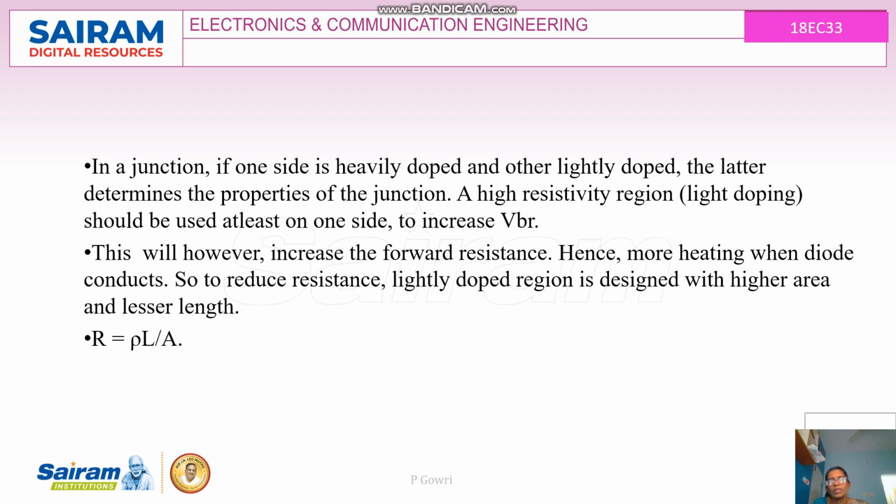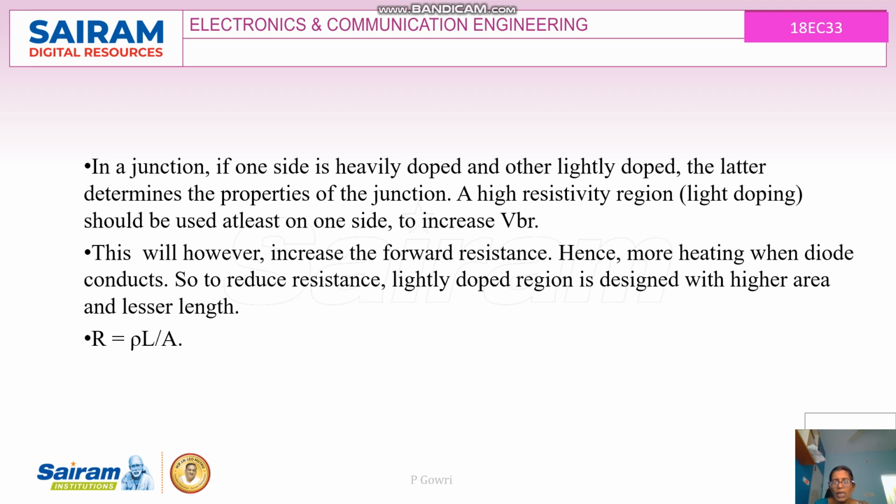Next, in a junction, if one side is heavily doped and the other is lightly doped, we know that the lightly doped part decides the property of the junction. The lightly doped region decides the resistivity of the region, so it will have a very high resistance. A high resistivity region should be used at least on one side because it will increase the breakdown voltage. But this increase in breakdown voltage because of the lightly doped region may increase the forward resistance, which increases the heat produced when the diode conducts.